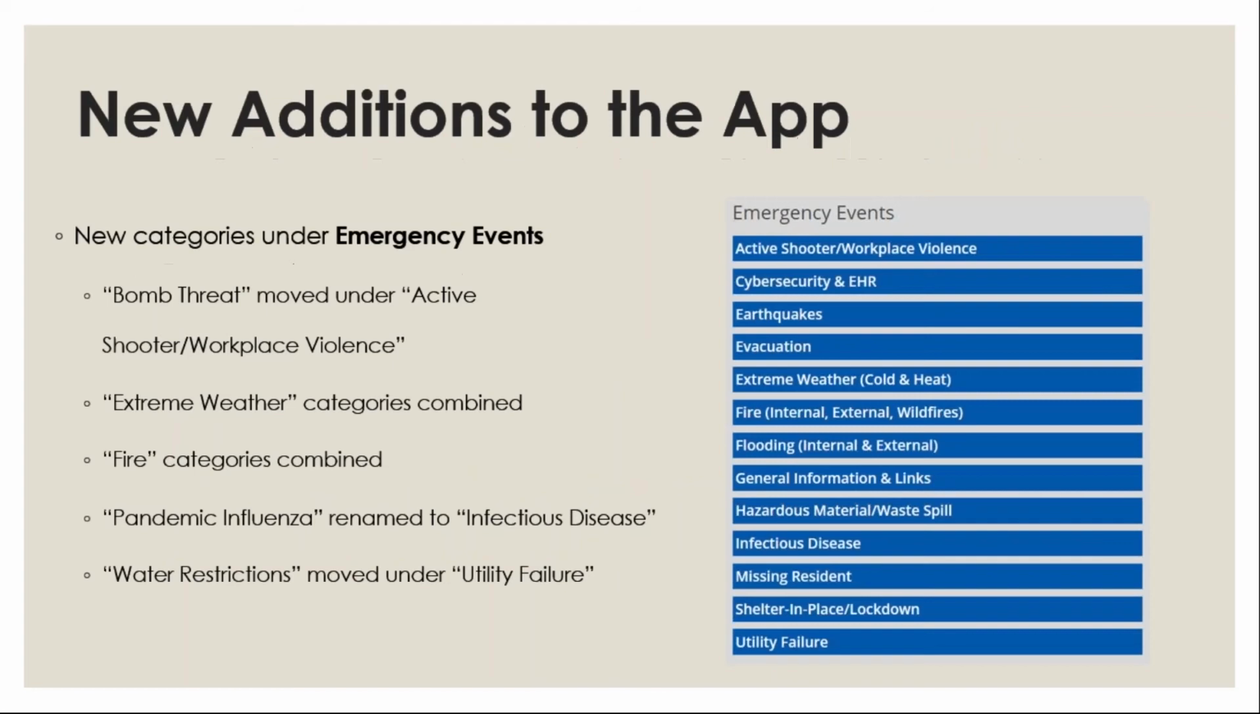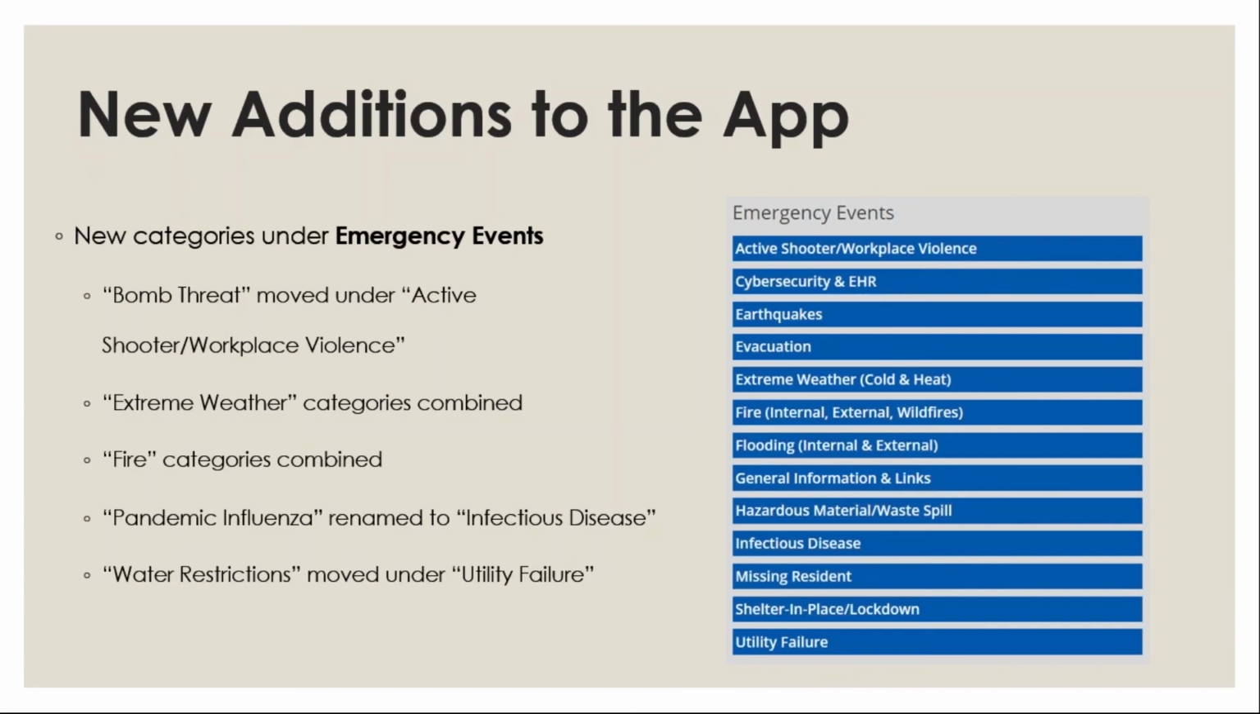And let's see. So now we'll talk about some of the new categories that have been added. If you used the app before, you may have noticed that the category for bomb threat is now gone. I moved all of that information under active shooter and workplace. And then I combined the hot and cold weather categories. I combined internal fires with wildfires. I renamed influenza to infectious disease and water restrictions to utility failure.